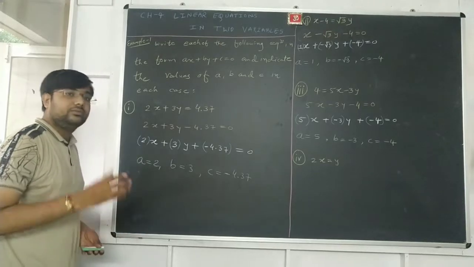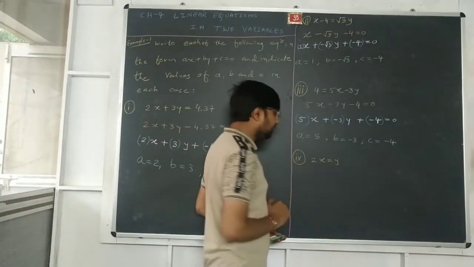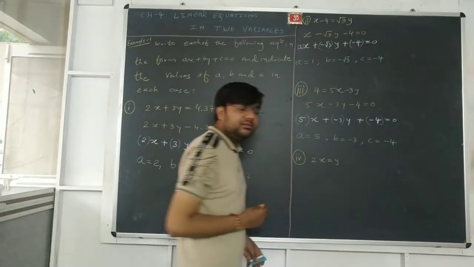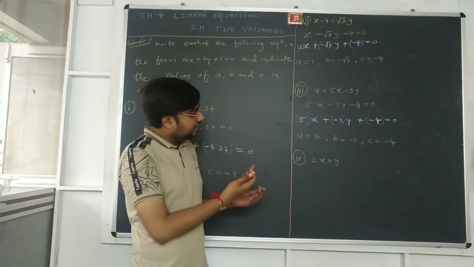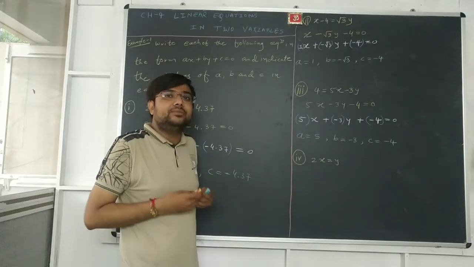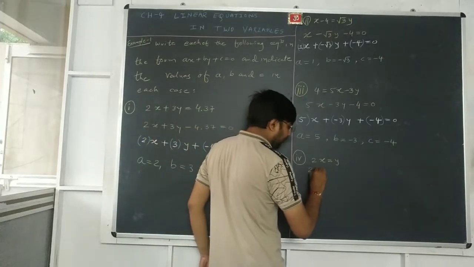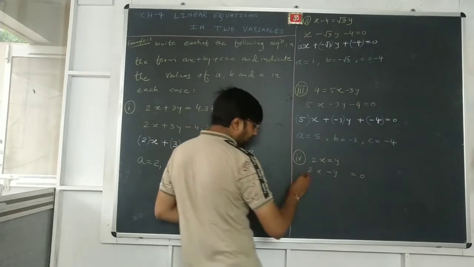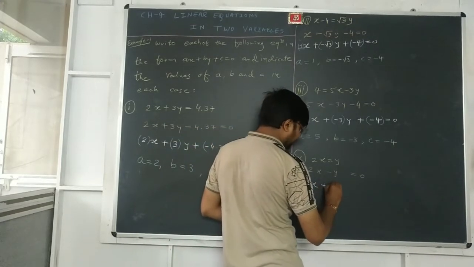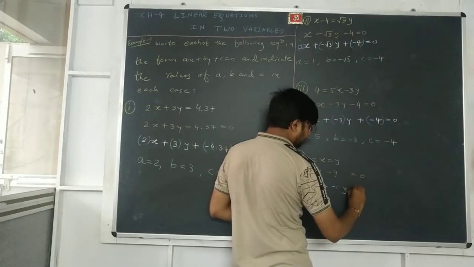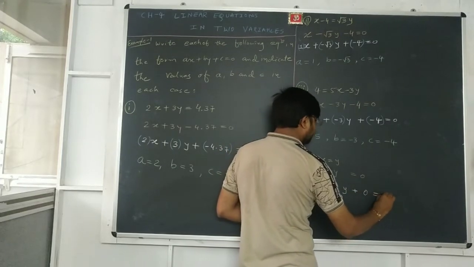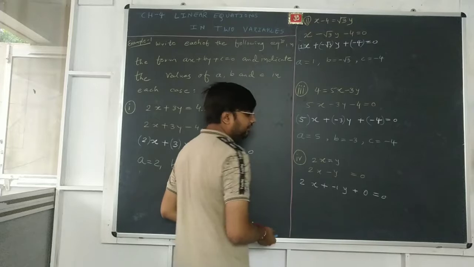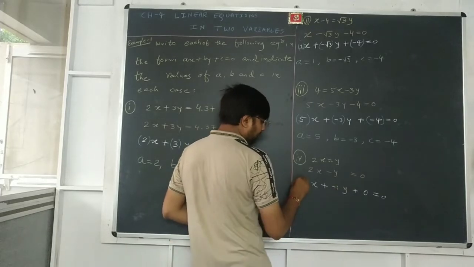Okay. Now next, 2x is equal to y. On the right hand side y is positive. Okay, we are moving y to the left hand side, so y becomes negative. So 2x minus y is equal to 0. And here we can also write 2x plus minus 1 into y plus 0 is equal to 0, because here the constant term is not defined, so it is 0.